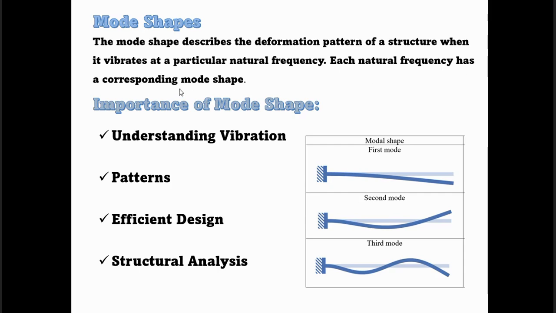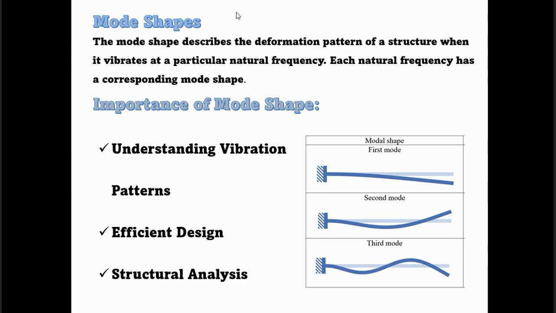So each natural frequency has a corresponding mode shape. This is what a mode shape is: the deformation pattern of a structure. So what is the importance of finding these mode shapes? First is understanding the vibration patterns.